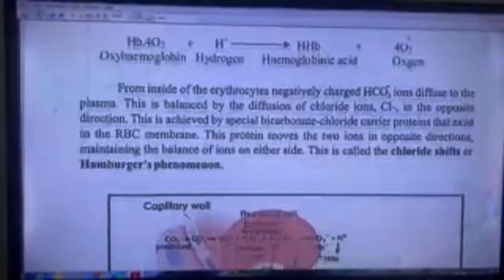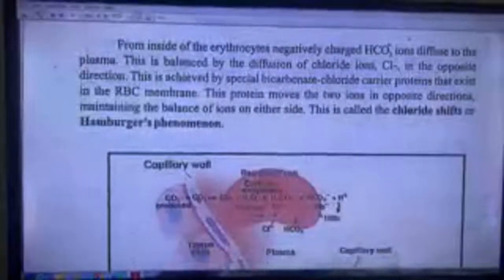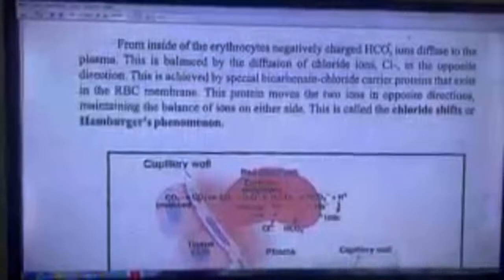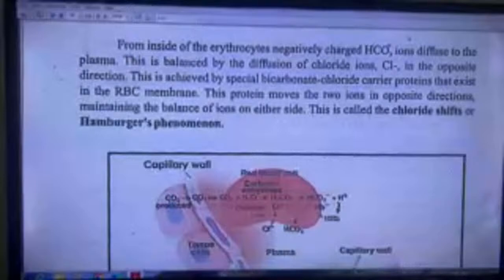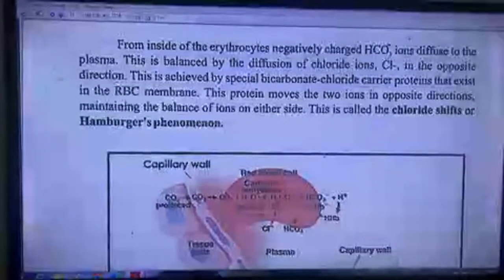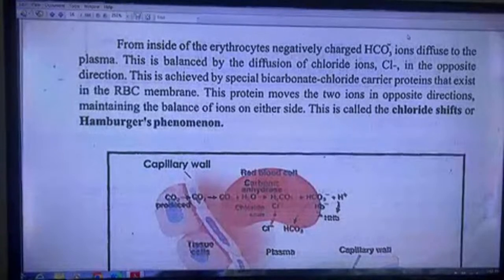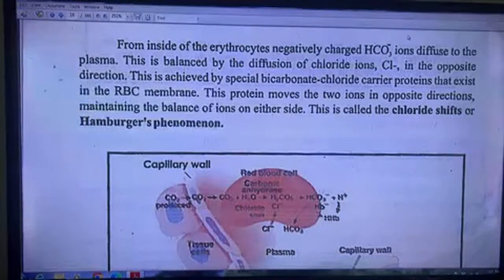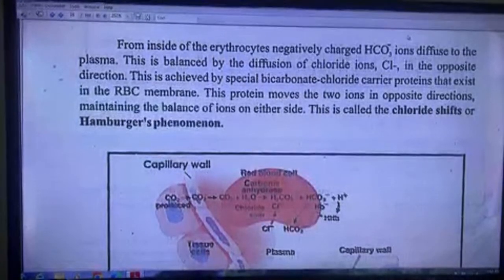From inside the erythrocytes, negatively charged HCO3 ions diffuse to the plasma, balanced by the diffusion of chloride ions in the opposite direction. This is achieved by a special bicarbonate-chloride carrier protein that exists in the RBC membrane. This protein moves the two ions in opposite directions, maintaining the balance of ions on either side. This is called the chloride shift or Hamburger's phenomenon.